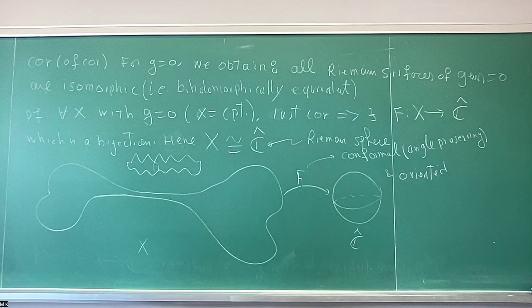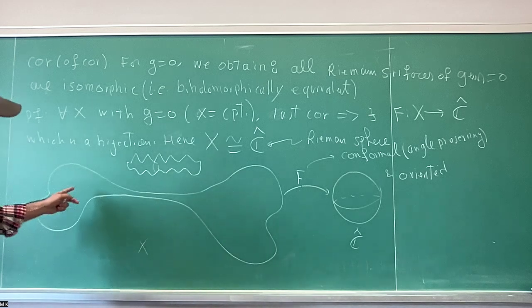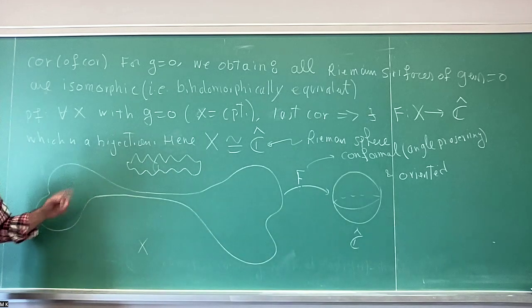What is a Riemannian surface? It is a two-dimensional surface that has a Riemannian metric. Ask me over the break and I'll explain it. It means that you can measure distances here exactly.